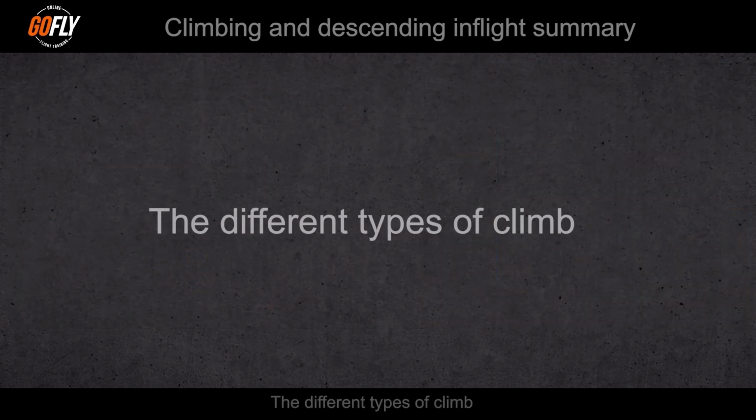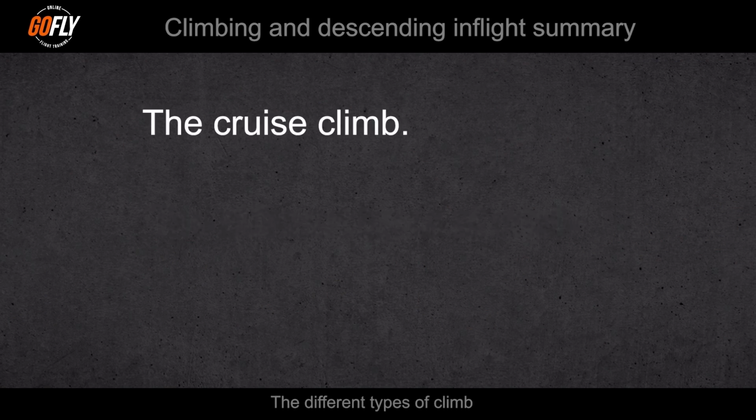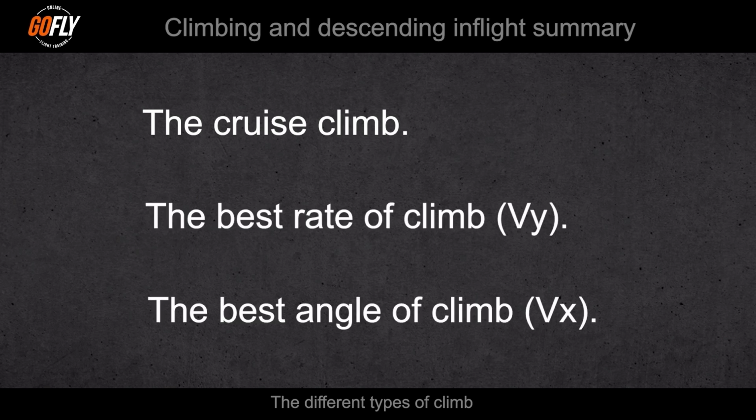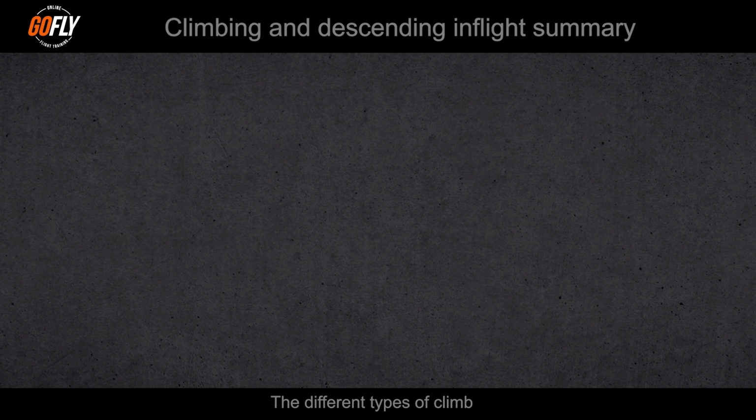When it comes to climbing, we can choose from different types of climbs based on the situation. The three main types of climbs are the normal cruise climb, best rate of climb, also known as VY, and best angle of climb, also known as VX. Let's now simulate the three typical types of climb.